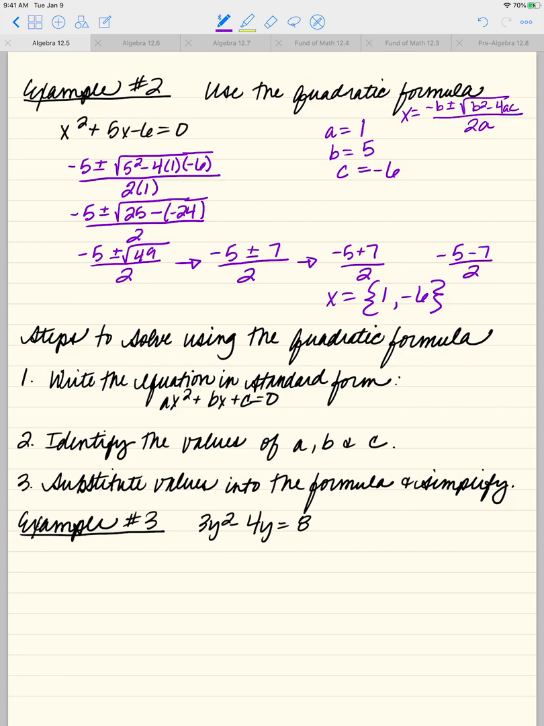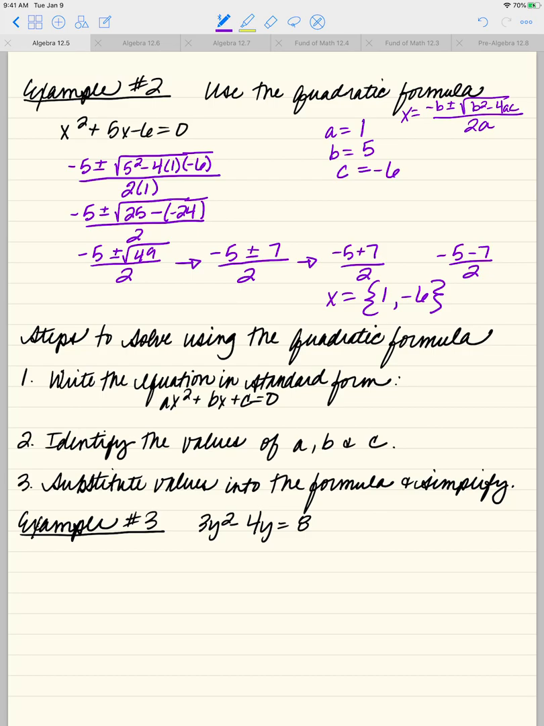Okay, so steps to solve using the quadratic formula: make sure your equation is written in standard form. Identify your values of a, b, and c, and then substitute your values into the formula and simplify as much as you can. Example number 3, we have 3y squared minus 4y is equal to 8. So step number 1 says write this in standard form.